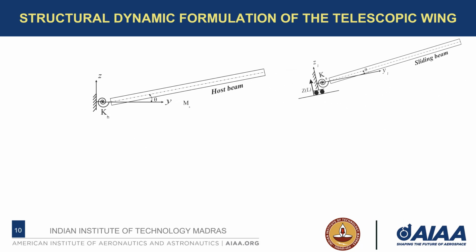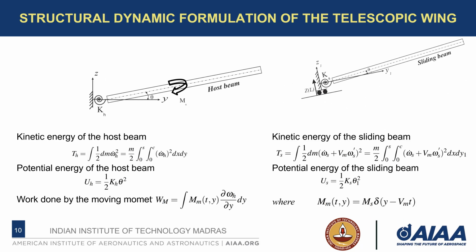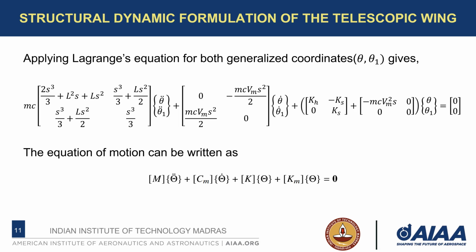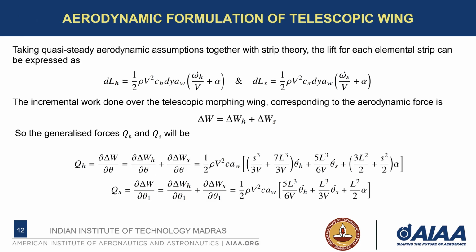Now, by decoupling both the beams, we can formulate the energy formulations for the telescopic morphing wing as we have shown here. Applying Lagrange's equation for both the generalized coordinates, the dynamic equation of the telescopic morphing wing can be obtained as shown here. For the aerodynamic formulations, we have used quasi-steady aerodynamic assumptions along with strip theory.